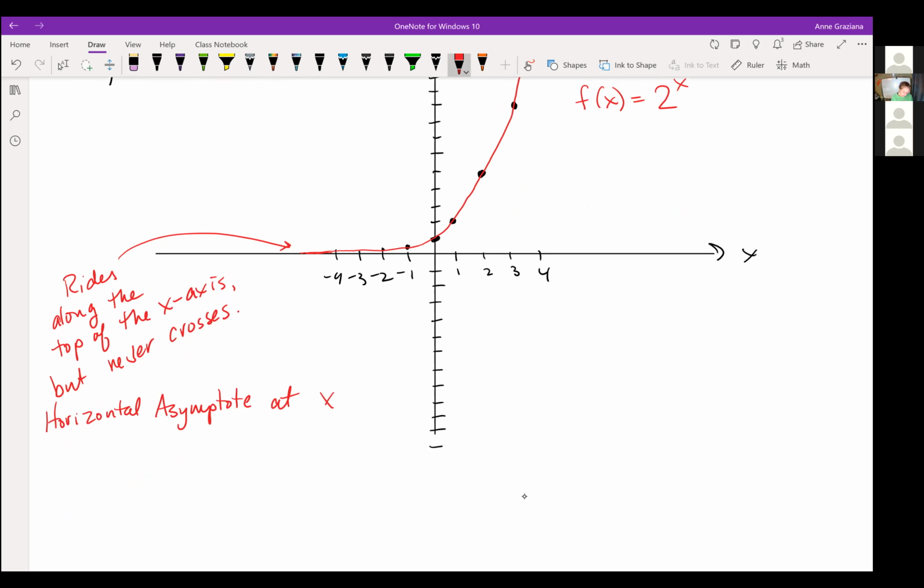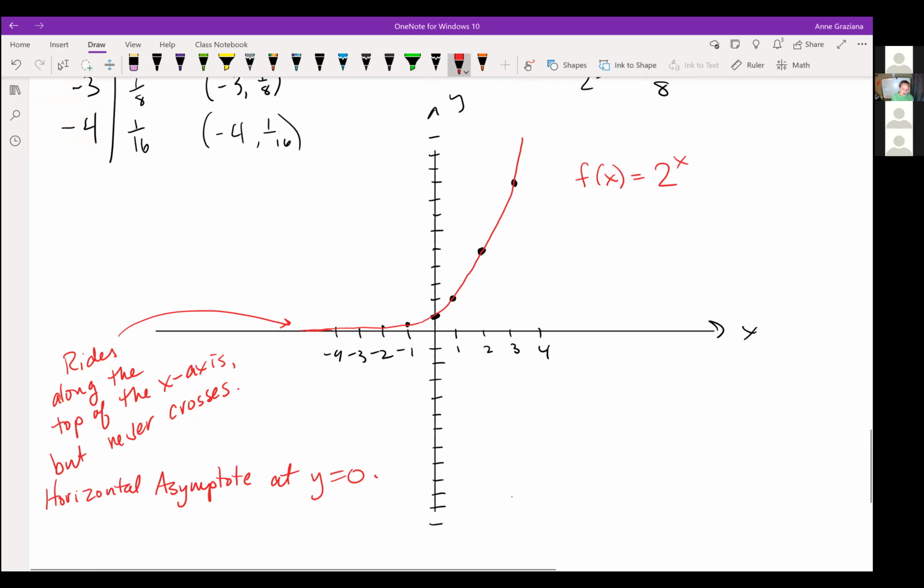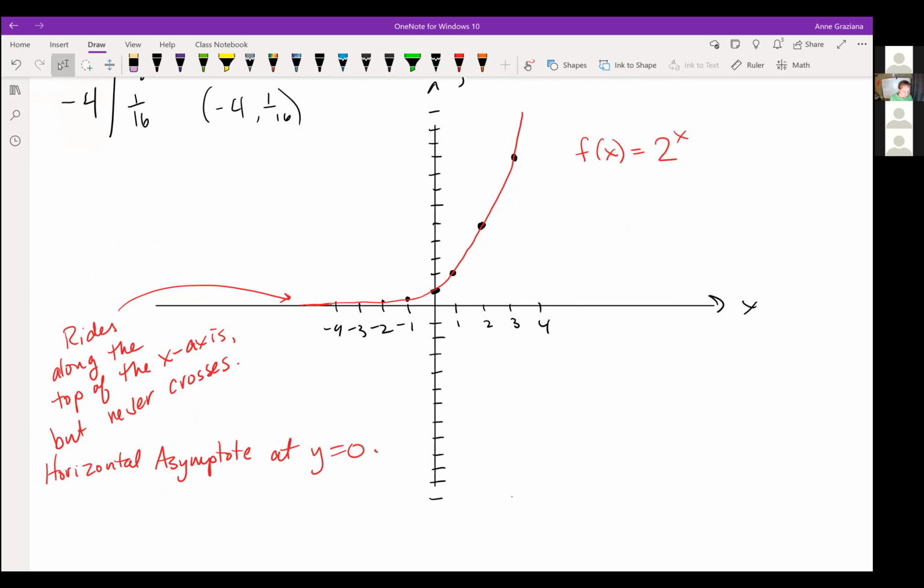At y equal to 0. That's all along that. So it's going to get really, really close, but never cross it. And that's all I'm ever going to say about horizontal asymptotes. When you get into pre-calc, you will learn a lot more about them. But yes, that is absolutely an asymptote. Any questions about finding these points and graphing it, and what does it look like?